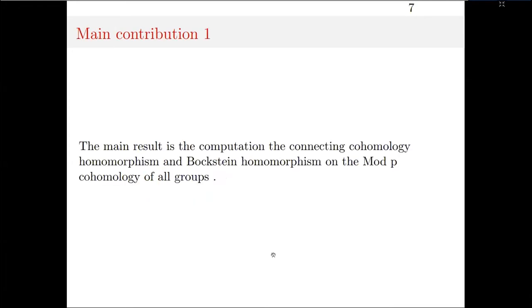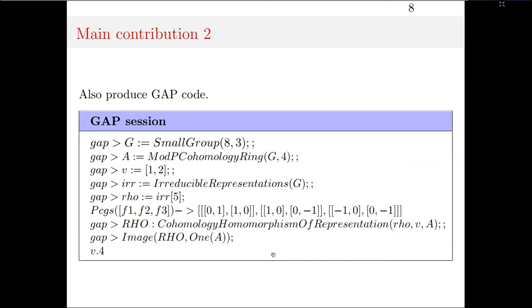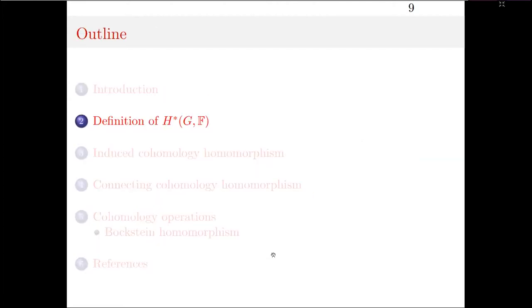The main reason is that we have two contributions. The first one, the main result, is the computation of the connected homology homomorphism and Bockstein homomorphism on the mod p cohomology of groups. We use the HAP programming, this HAP in GAP programming. And the second contribution, we also produce GAP code that looks like this. We have code showing how we can compute this.